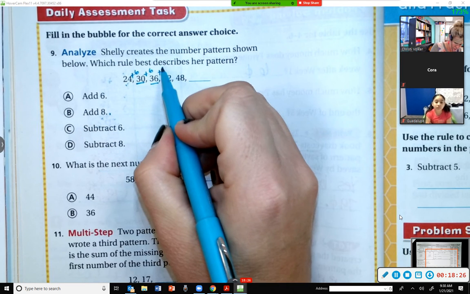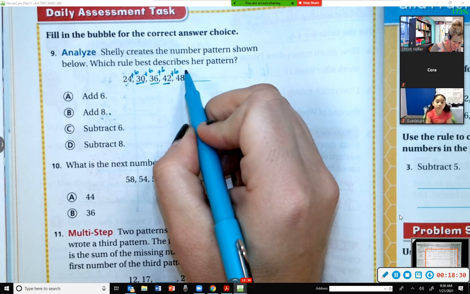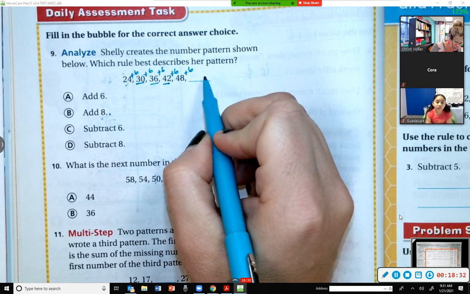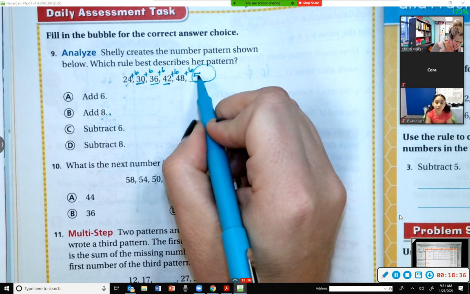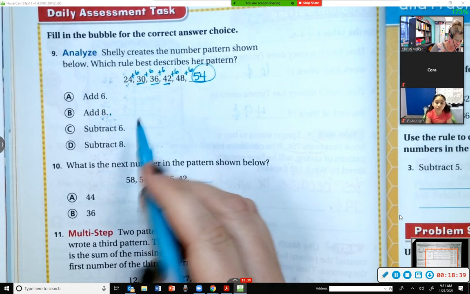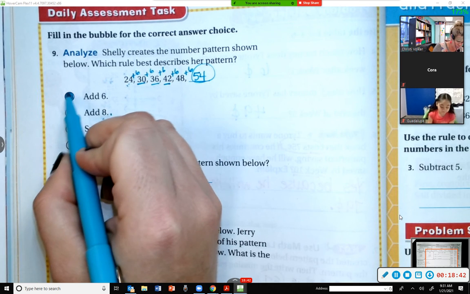36 plus 6 is 42. 42 plus 6 is 48. 48 plus 6, well, we didn't even need to know that, but it would be 54, right? Okay, but the pattern or the rule would be add 6.